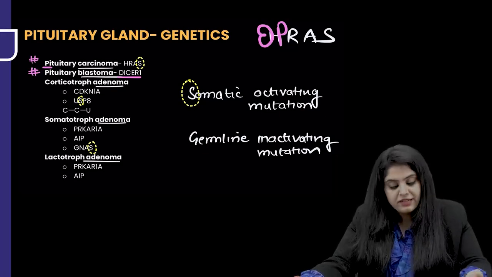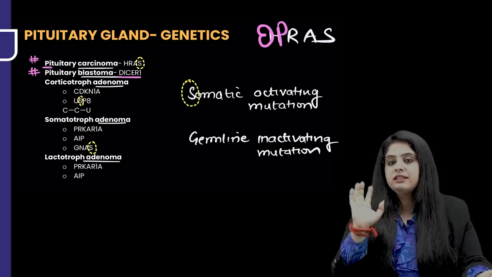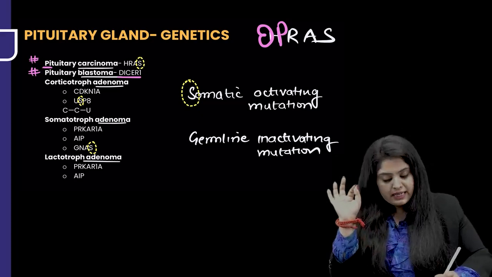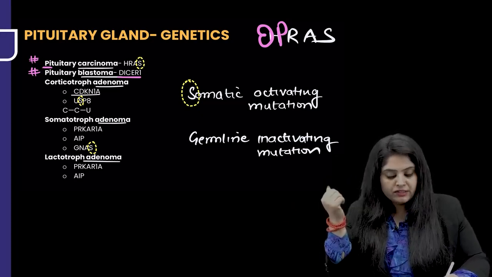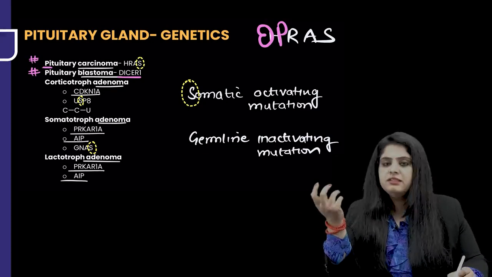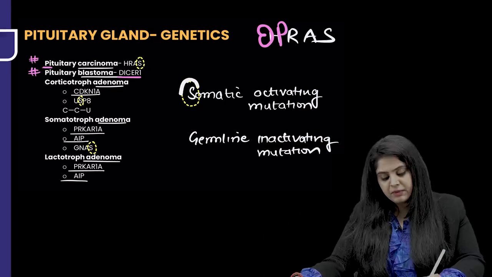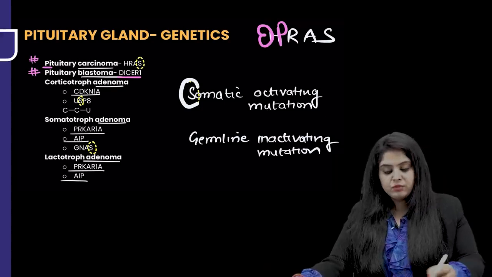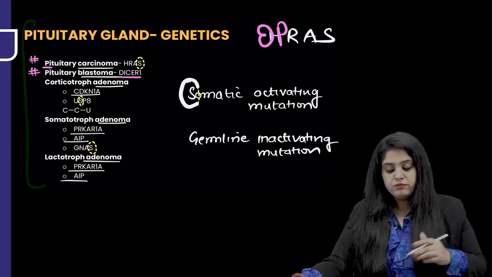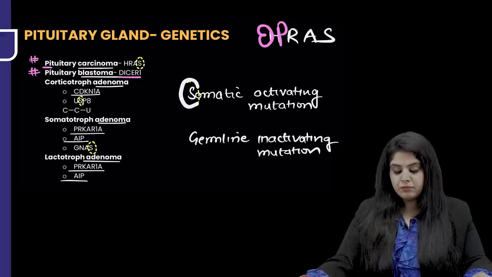GNAS has an S, so that is somatic activating. So everything that is somatic S is activating. Okay? The S things are somatic, and everything other than S, so CDKN1A, DICER, PRKAR and AIP, these are all going to be germline inactivating mutations. Simple. So just pick up the S ones, they are all somatic activating mutations. Simple. So yes, that is what wraps up. That is all that you had to know about pituitary tumors. Like I said, this one short table is only important for INI-CET.